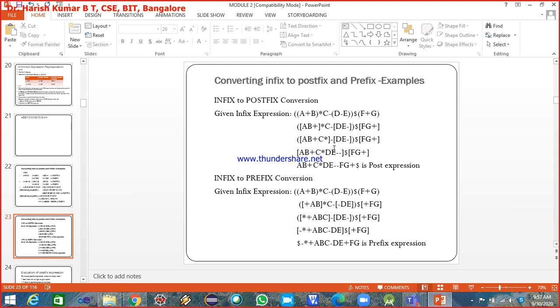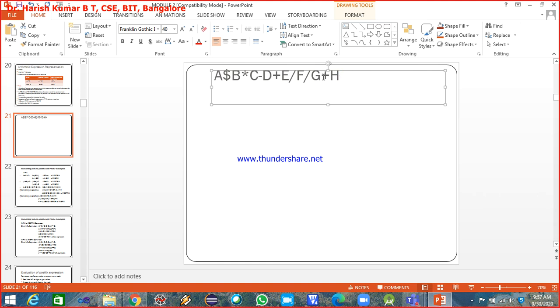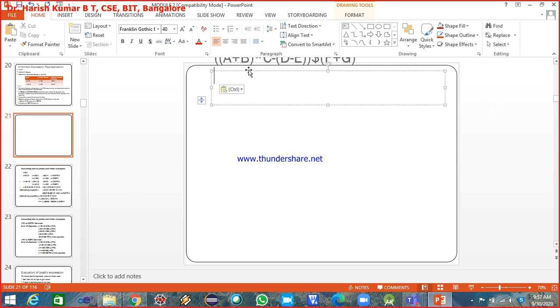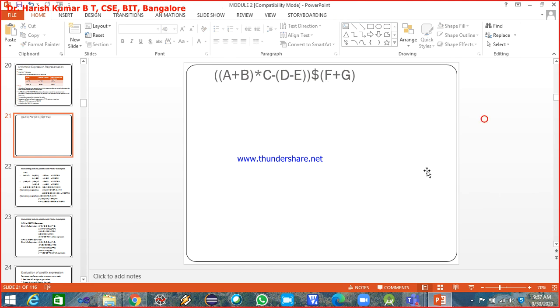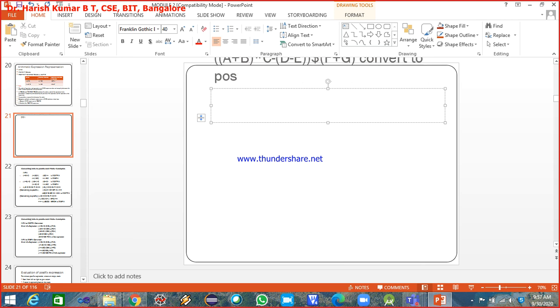Now, next I have the parenthesized expression. Don't look at the answer here, just try to solve this other example. Now here we took an unparenthesized expression, and now I have taken a parenthesized expression. Try to solve this. Convert this into postfix first.